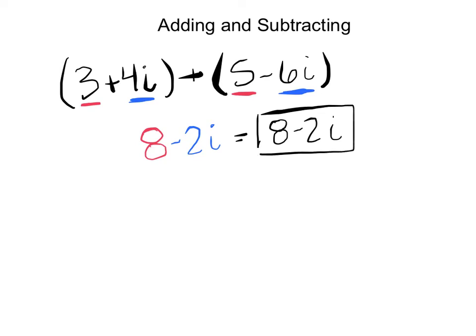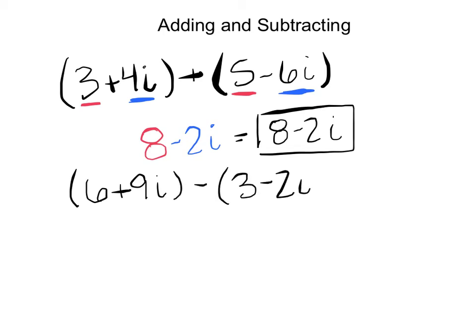You can also subtract complex numbers in a pretty similar way. Say we had 6 plus 9i, and we wanted to subtract the complex number 3 minus 2i. What's a little bit different here is we're subtracting the whole complex number, so we can think about distribution. This is really the complex number 6 plus 9i minus 3 plus 2i, because we're distributing that negative sign.